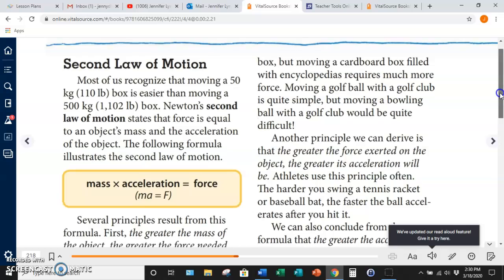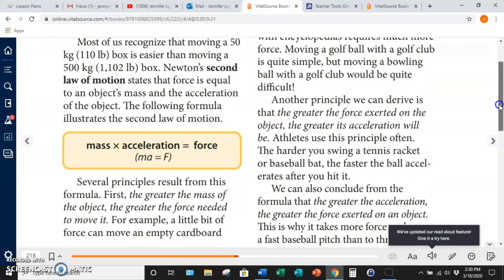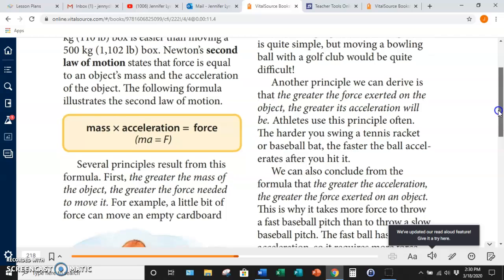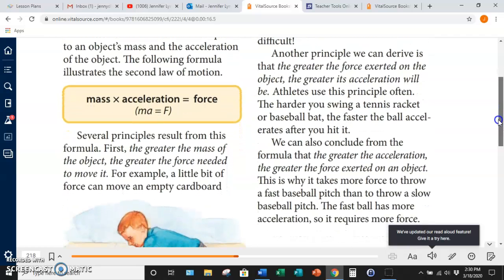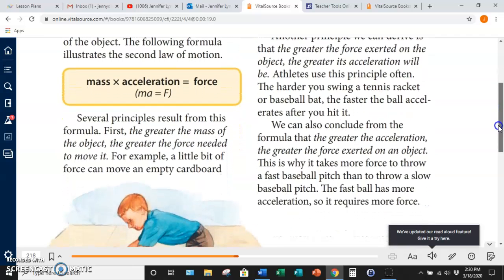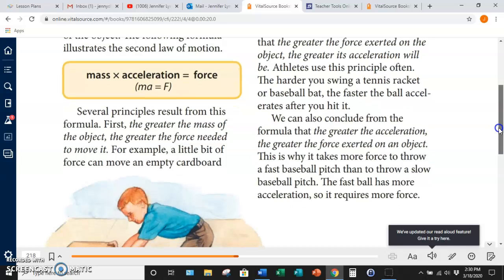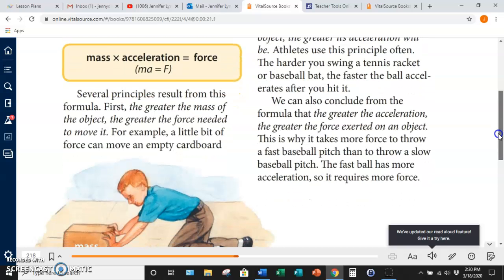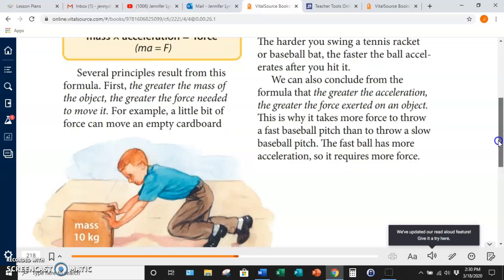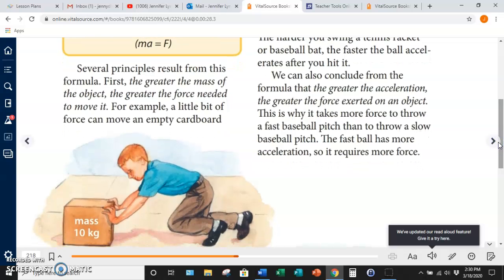Another principle we can derive is that the greater the force exerted on the object, the greater its acceleration will be. Athletes use this principle often. The harder you swing a tennis racket or baseball bat, the faster the ball accelerates after you hit it. You can also conclude from the formula that the greater the acceleration, the greater the force exerted on an object. This is why it takes more force to throw a fast baseball pitch than to throw a slow baseball pitch. The fastball has more acceleration, so it requires more force.